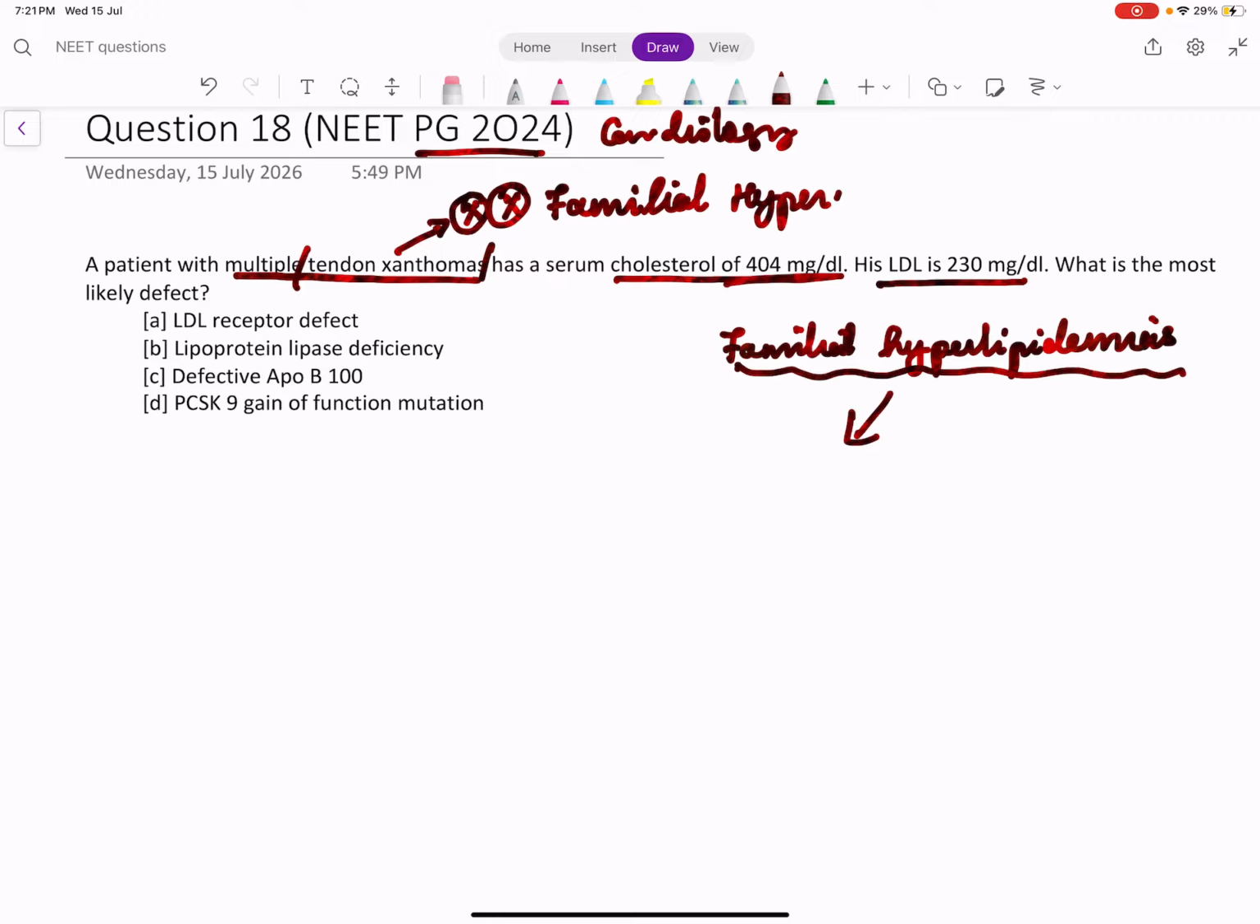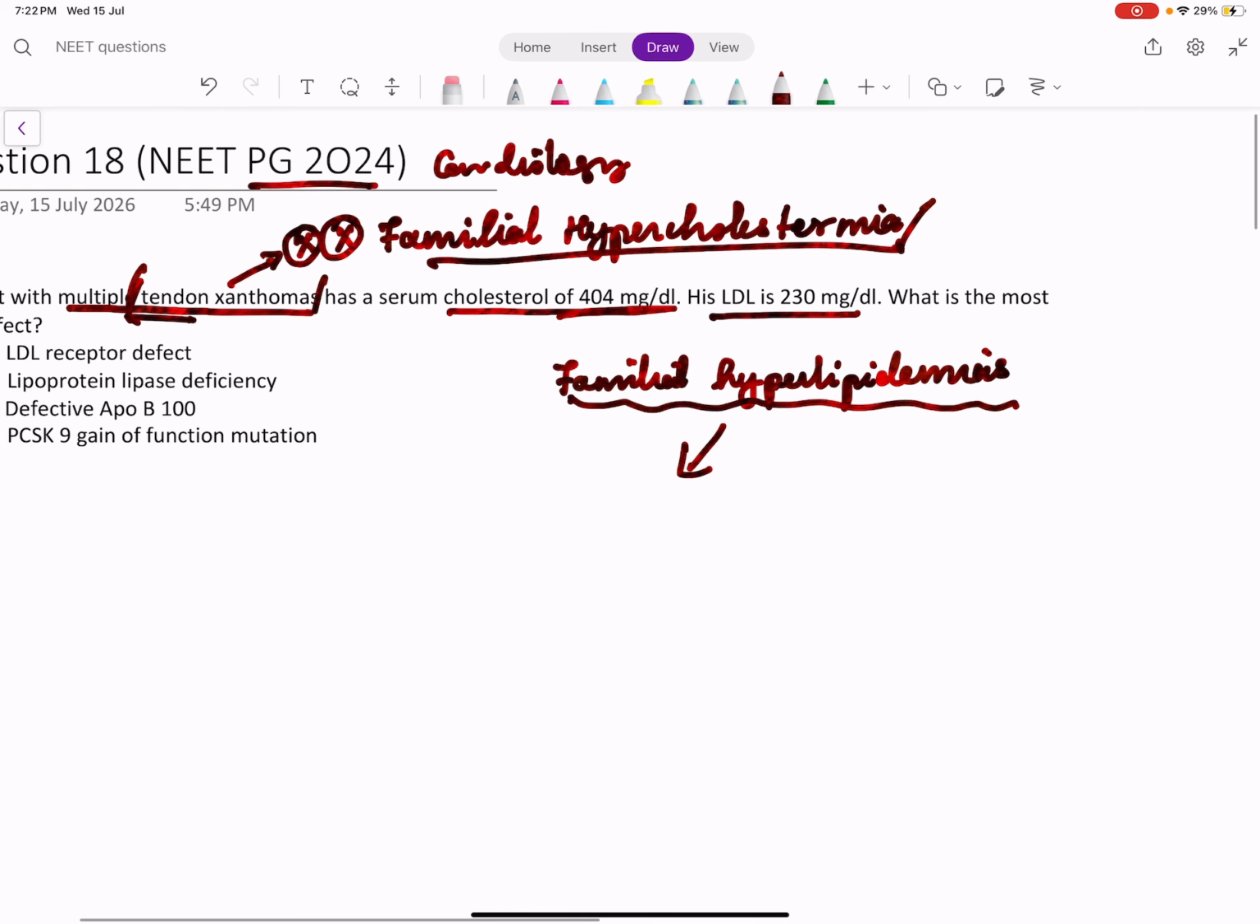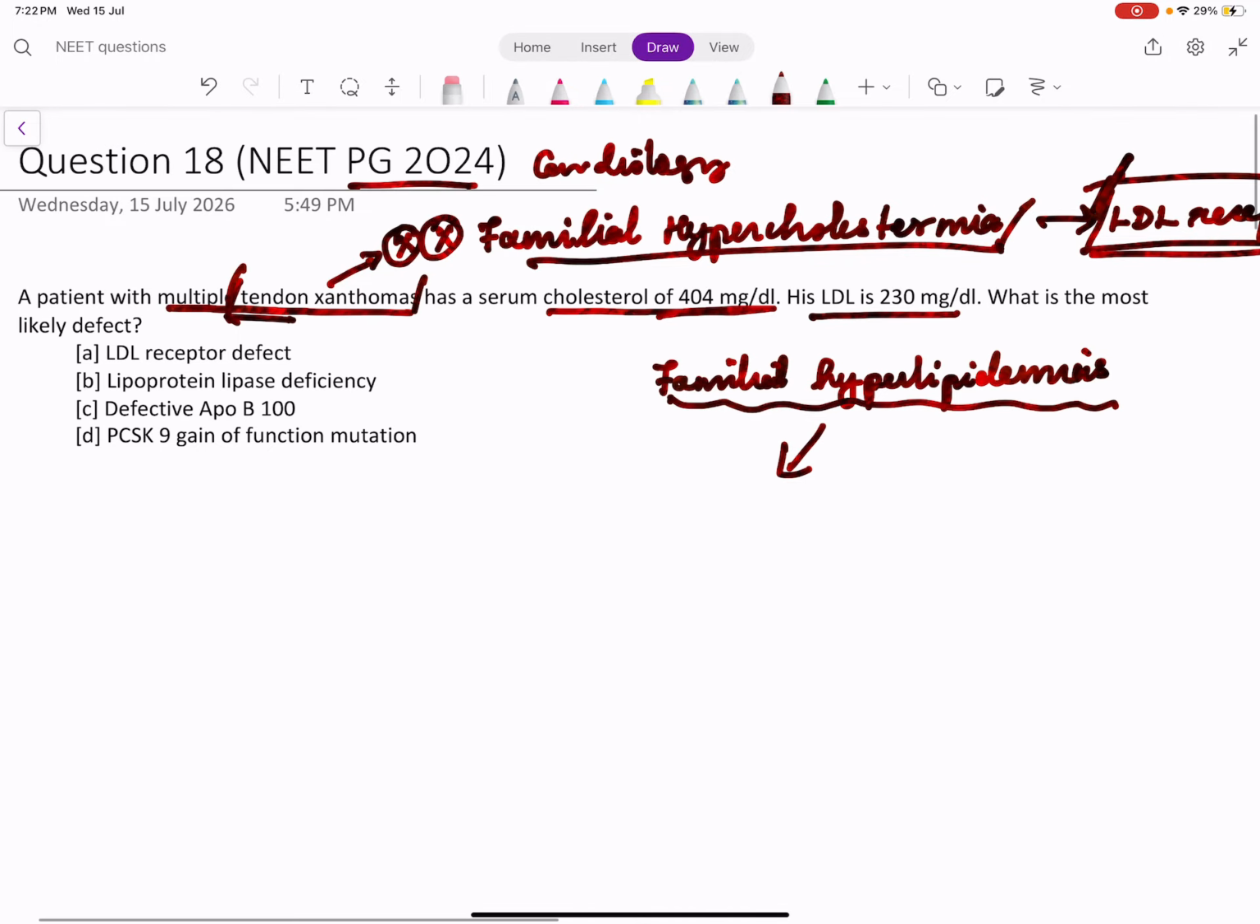So this again has been asked multiple times from different subjects. If tendon xanthoma is present, the diagnosis is invariably familial hypercholesterolemia. And the mutation for familial hypercholesterolemia is LDL receptor. There are many mutations causing it. The most common mutation is LDL receptor, or the downstream signaling molecules of LDL receptor. So one best answer is LDL receptor. It's like a one-liner.